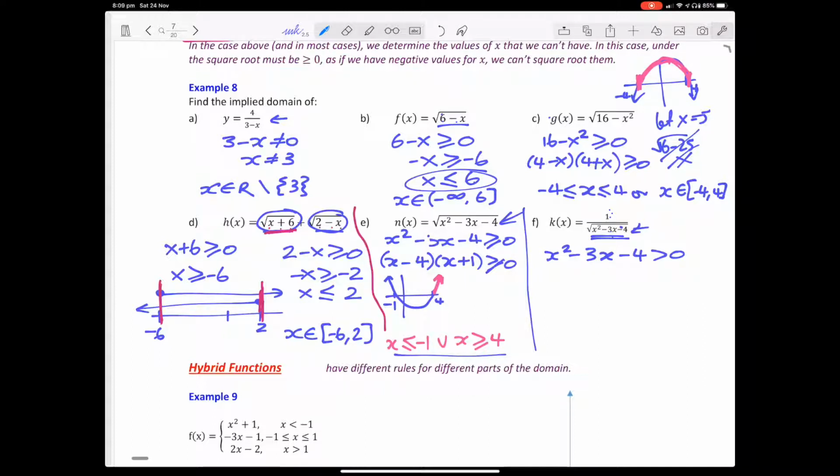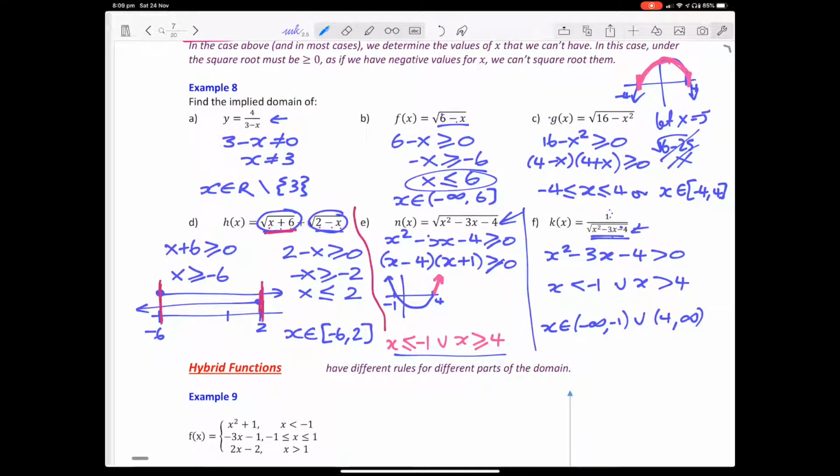So then from that, we can say x has to be less than negative 1, or x is greater than 4. You could also say x is an element of negative infinity to negative 1, or 4 to infinity with round brackets.